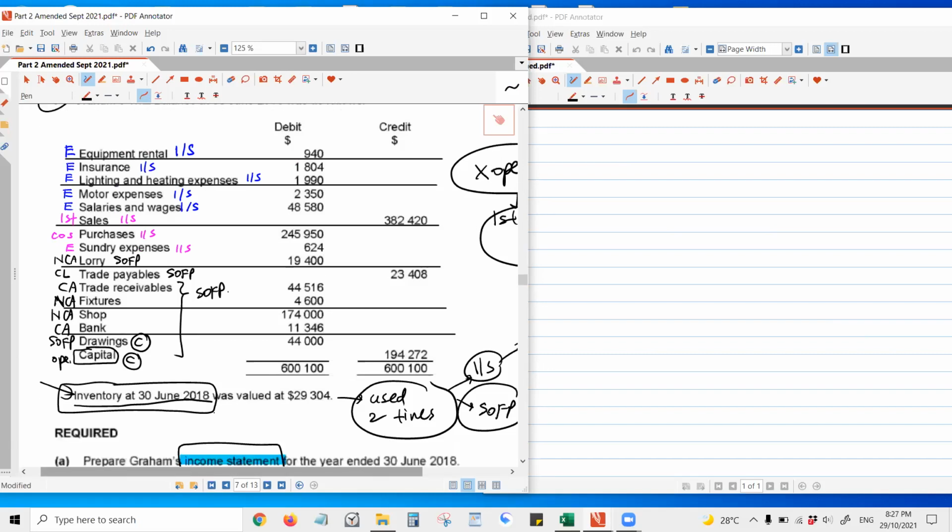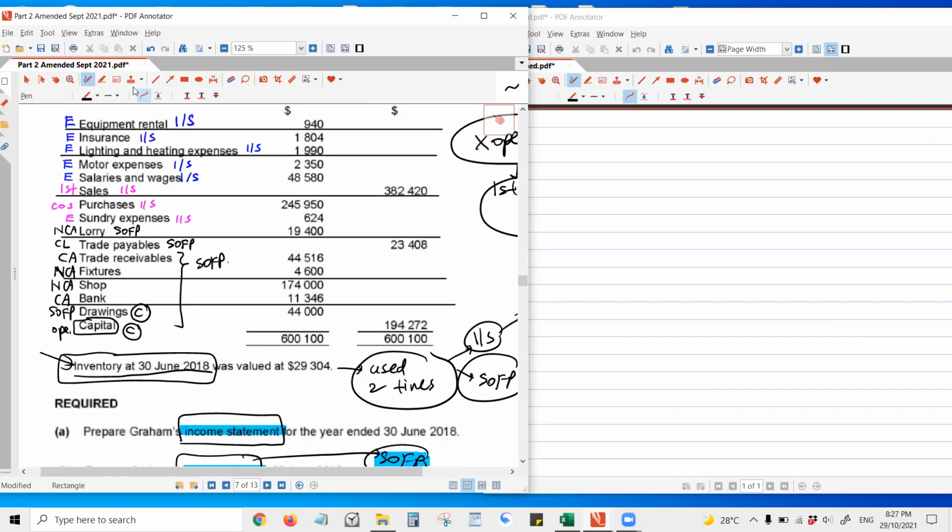How do I know? Because they have stated here year end being 30th June 2018. So inventory at the year end, what do we call it? We call it closing inventory. Okay, so just copy and paste the term that they use here. But you can also write closing inventory, up to you. Okay, you can write inventory at 30th June 2018, or you write it as closing inventory. The figure is 293404.